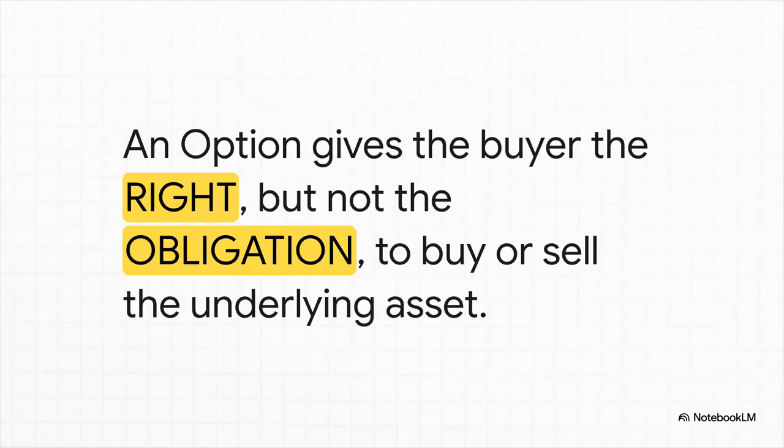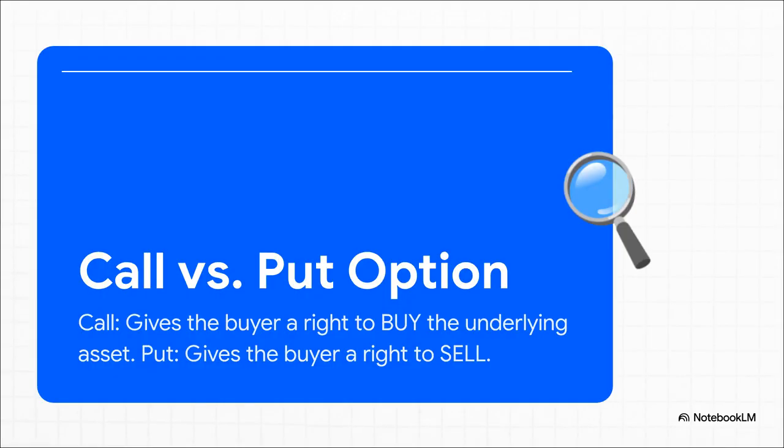Now, for our third product, options, things get really interesting. This is a total game changer. You see, forwards and futures create an obligation. You have to follow through. But an option gives the buyer a right. A right, but not an obligation. If you buy an option, you get the choice to do something, but you don't have to. This is the single most important thing to understand about options. You have a choice. And options come in two main flavors.